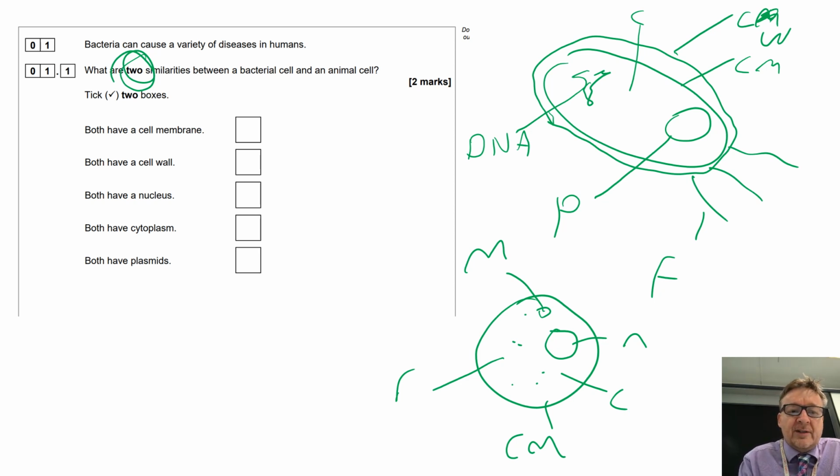Tick 2 boxes. Complete and utter plonker if you don't tick 2 boxes. So both have a cell membrane. Yes, yes, tick. Both have a cell wall. No, an animal cell doesn't have a cell wall. Both have a nucleus. Bacteria don't have a nucleus because they're prokaryote. Both have a cytoplasm. Yes, yes, tick. Just to check on the last one, both have plasmids. No, animal cell doesn't have plasmids.